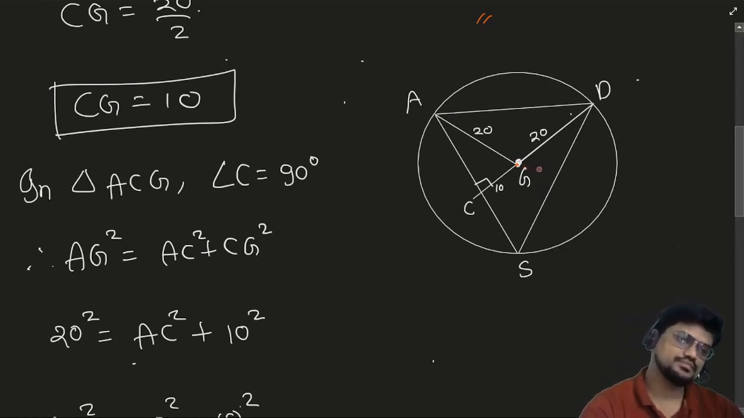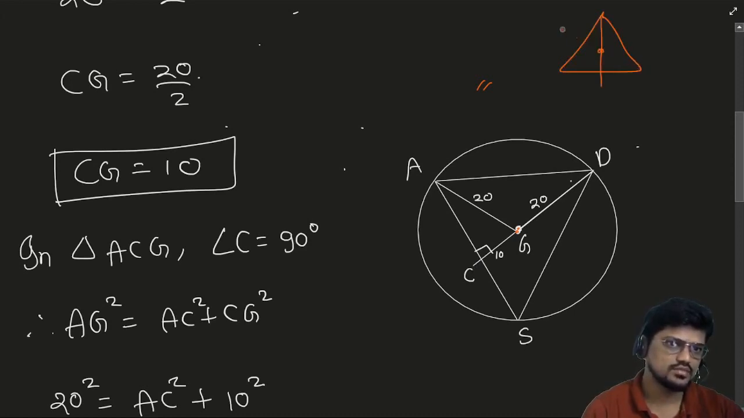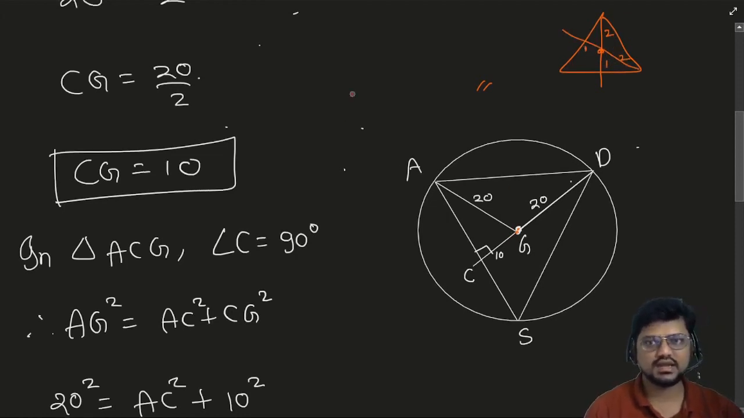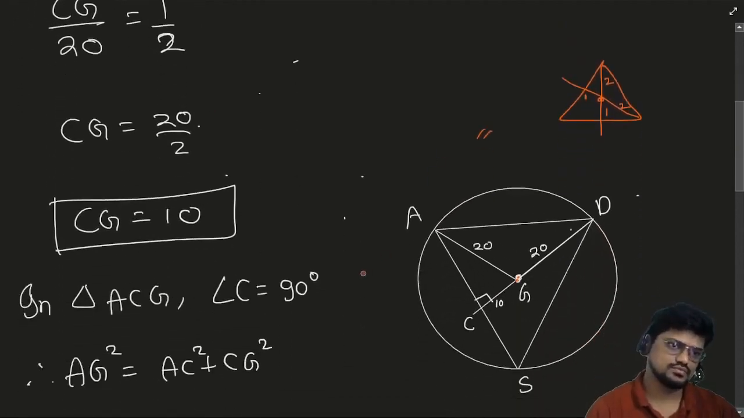So now for this, what we can say, if this was given 20, and I draw an altitude, I know that in an equilateral triangle this is the centroid. What I know is that these are in the ratio of 2 is to 1. Using that, I can write that CG is to GD is 1 upon 2. Got it?